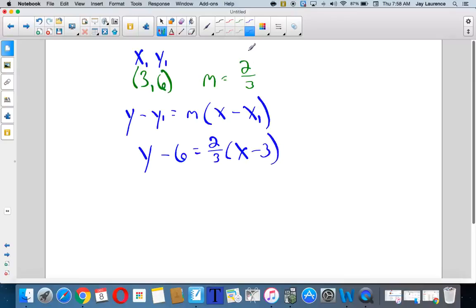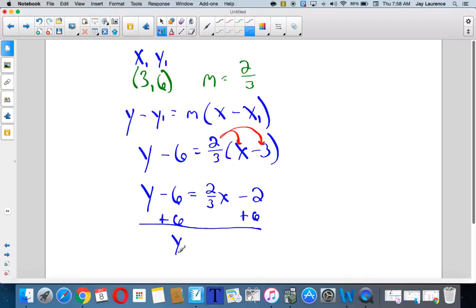Now, I'm not in slope-intercept form because y is not alone. So the first thing I'm going to do is distribute the 2/3 to the x and to the -3. This will leave me with y minus 6 equal to 2/3 x minus 2. Then if I add 6 to both sides, y is going to equal 2/3 x plus 4. And look at that, I'm in slope-intercept form.